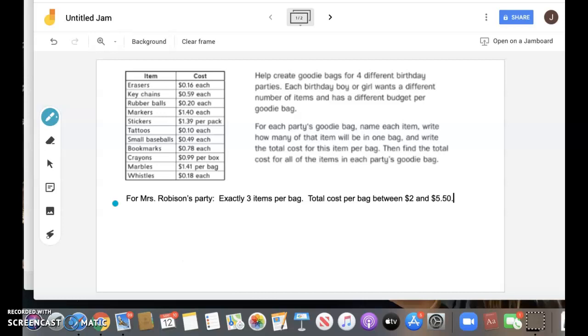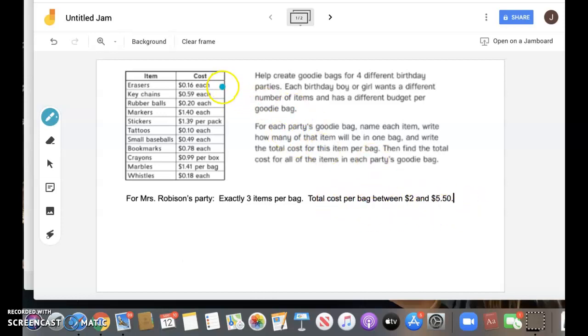So you'll see for Mrs. Robinson's party, I am looking for exactly 3 items per bag, and then I want the total cost per bag to fall between $2 whole and $5.50. So I'm not going to choose items that do not cost a lot, because if they do not cost a lot and I only need 3 of them, they're not going to get me within my total bag.